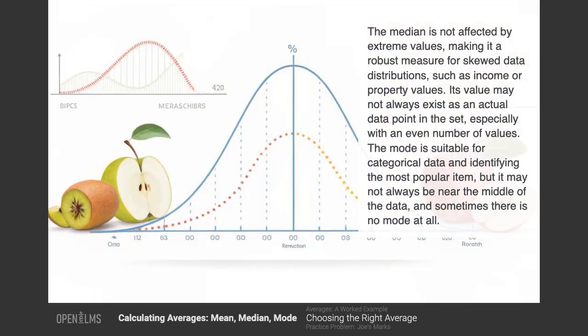The median is not affected by extreme values, making it a robust measure for skewed data distributions, such as income or property values. Its value may not always exist as an actual data point in the set, especially with an even number of values. The mode is suitable for categorical data and identifying the most popular item, but it may not always be near the middle of the data, and sometimes there is no mode at all.